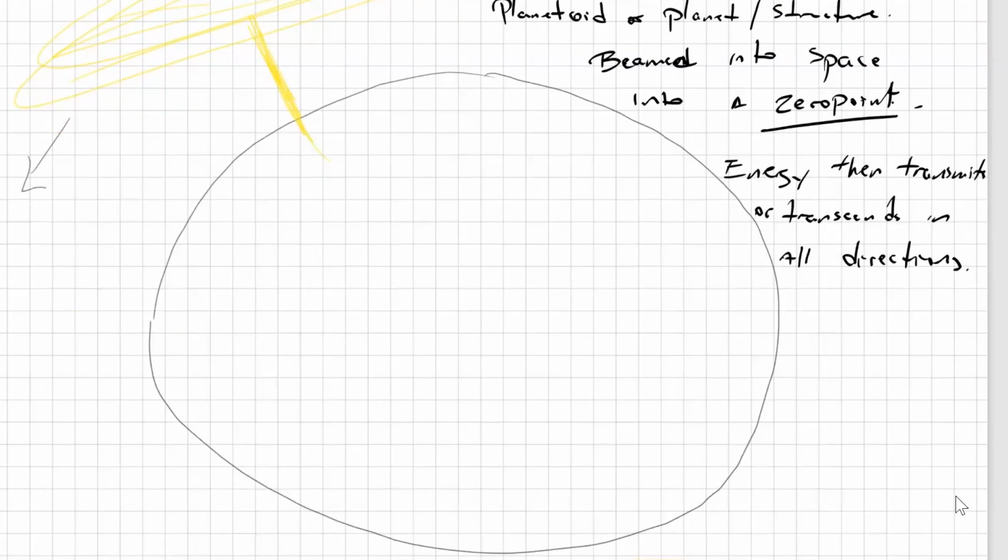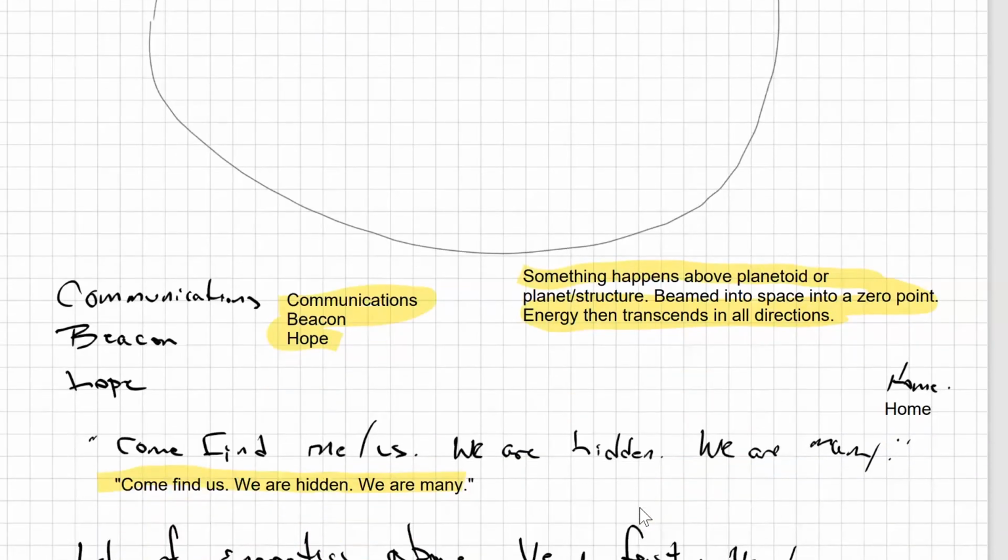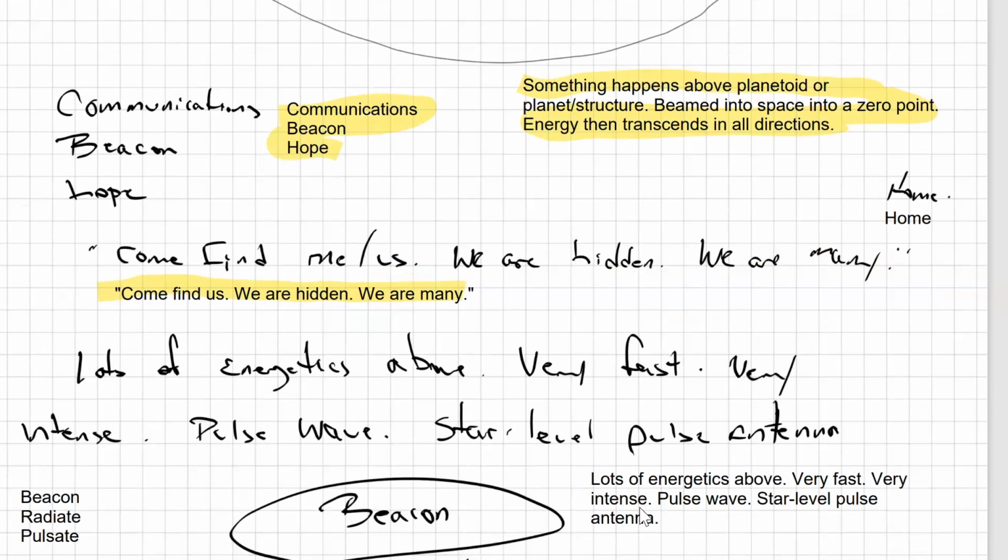There was communications, a beacon of hope. Something happens above the planetoid or a planet structure. It was beamed into space, into a zero point. Energy then transcends in all directions. I get a sense of home. The beacon was saying, "Come find us. We are hidden. We are many."